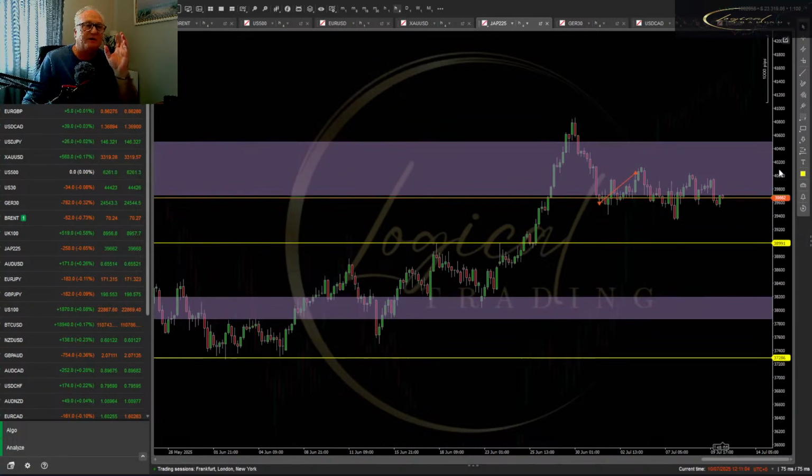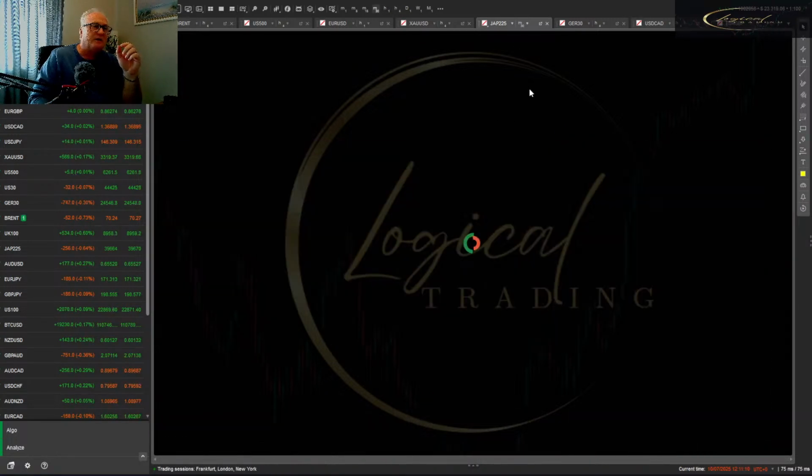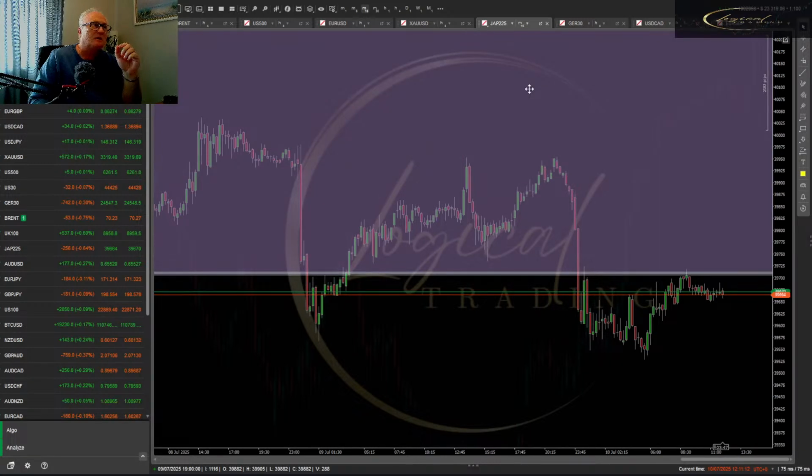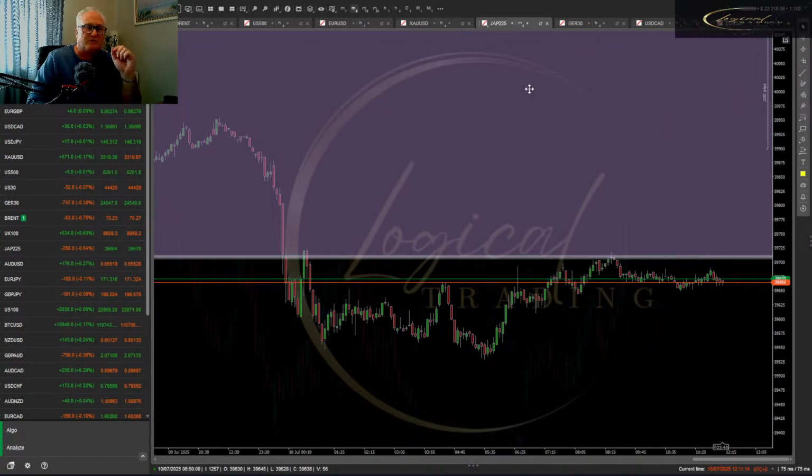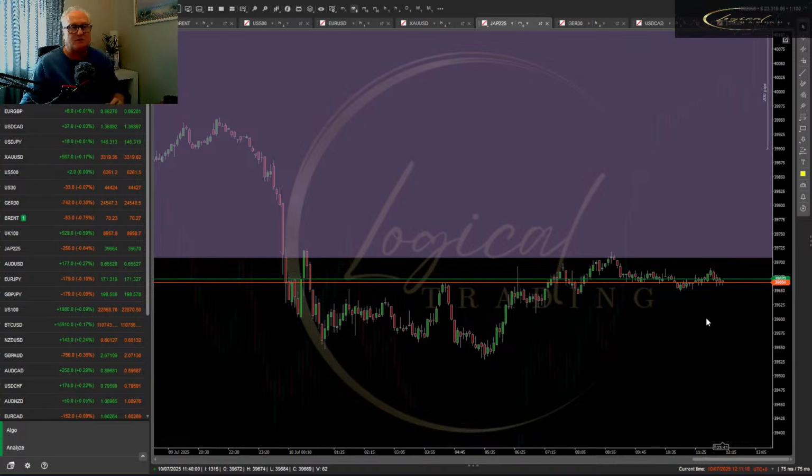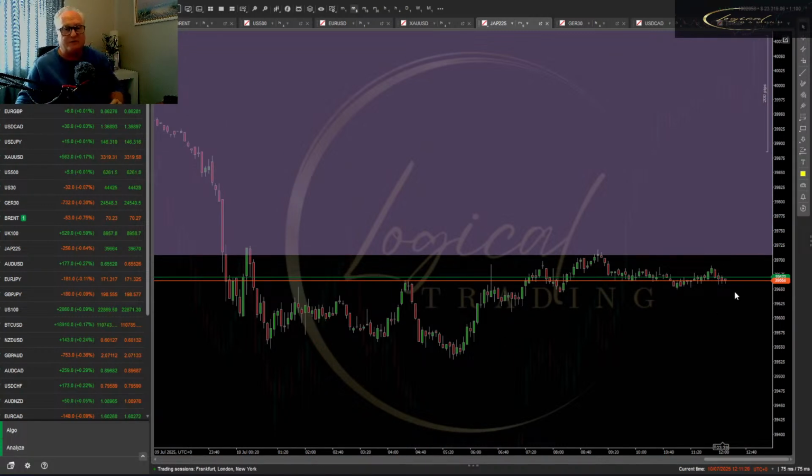So if you were trading on, this is the Nikkei, the JAP 225, if you were trading on the lower time frames, for example, the 5-minute time frame, you're obviously going to see these candles moving around a hell of a lot faster. Well, they should be, but if you're trading it, you're going to be seeing those moving around a lot faster.